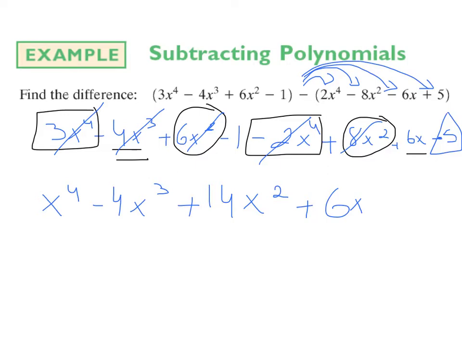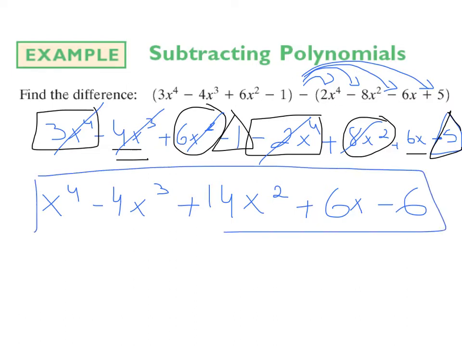We have negative 5 with negative 1, which is negative 6 here, the number with the number. And this is the final answer. Okay, let's move to something else.